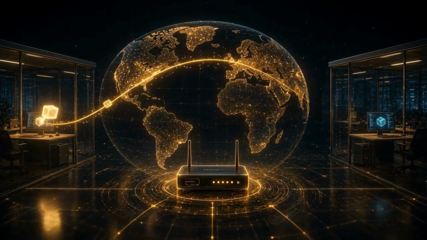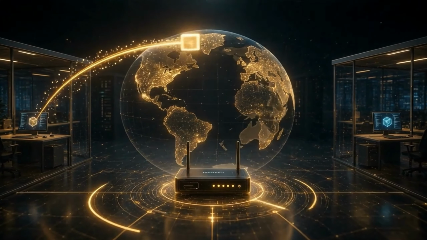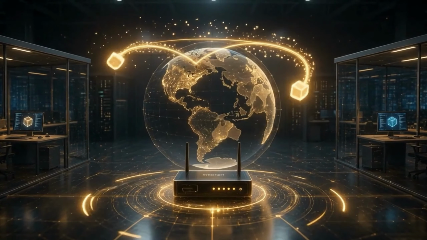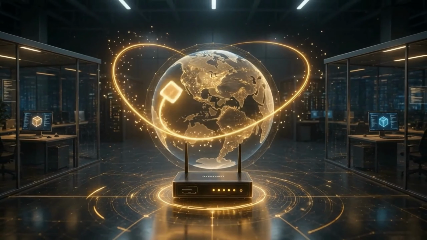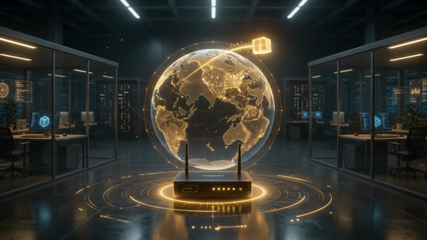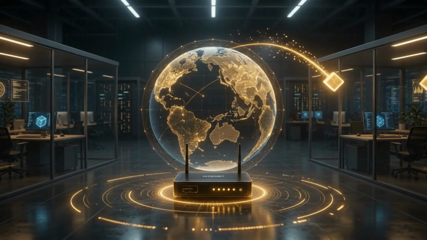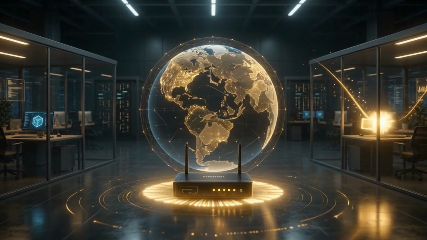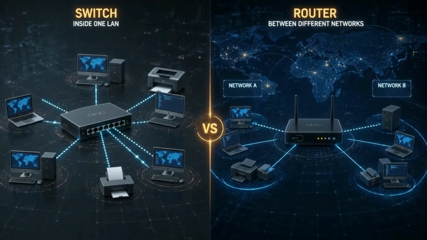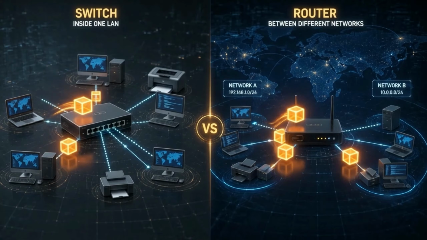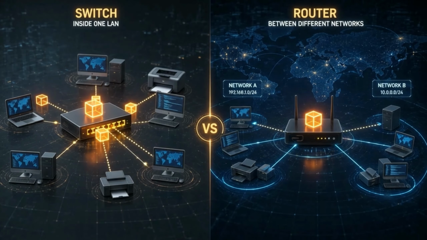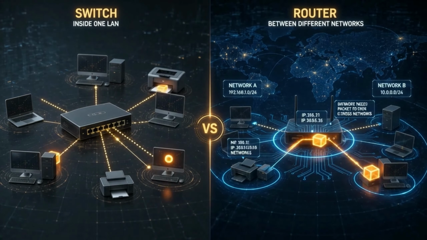Now, the router. A switch works inside one network. A router connects different networks together. Your home network, another company, a website across the world. The router finds the best path to reach them. Remember this: switch works inside one network. Router works between the networks.